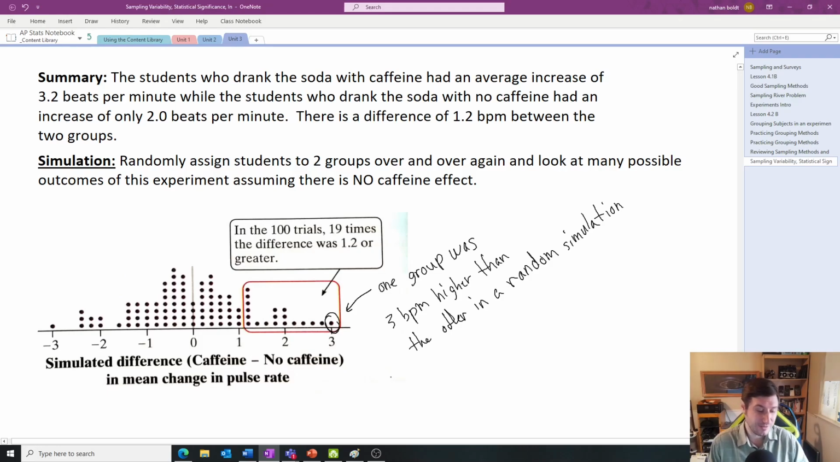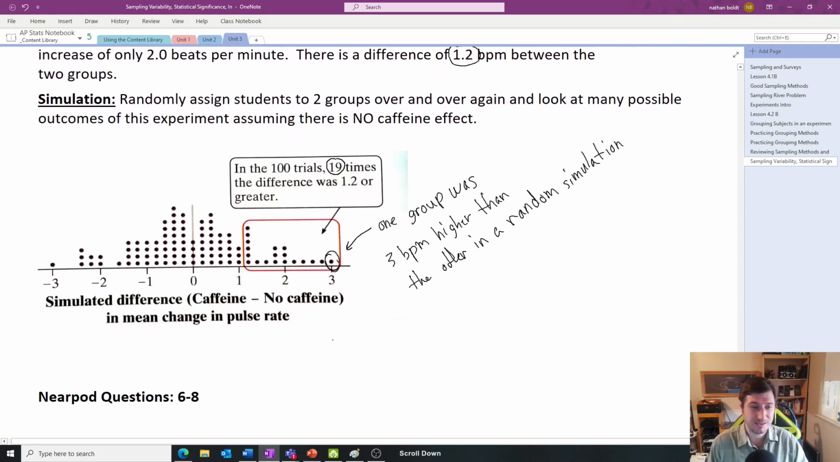So, do we think it's caffeine or just people being different? Well, our difference was 1.2. So how many of these random trials were 1.2 or bigger? 19 of them. There's 19 of these random trials where just regular variability, it's really hard not to say the word sample, it's not a sample, where just regular variability caused a difference of 1.2 or even more. That's almost 20%.